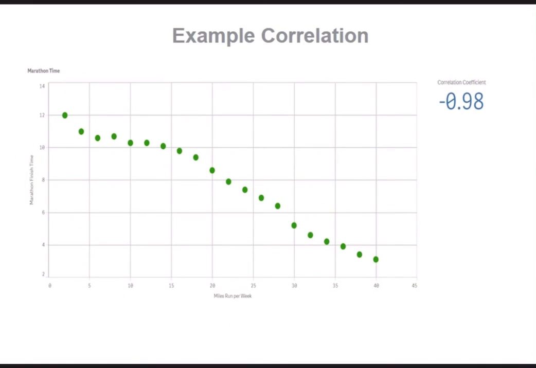Let's see this in a visualization. Here we have an example of running a marathon. The more miles a person runs in a week, the less time it takes to finish a marathon. With negative correlation, when one variable increases or decreases, there will be an inverse relationship with the other variable. As in our example visualization, as an individual increases the amount of miles they train and run per week, the faster their marathon time will be.